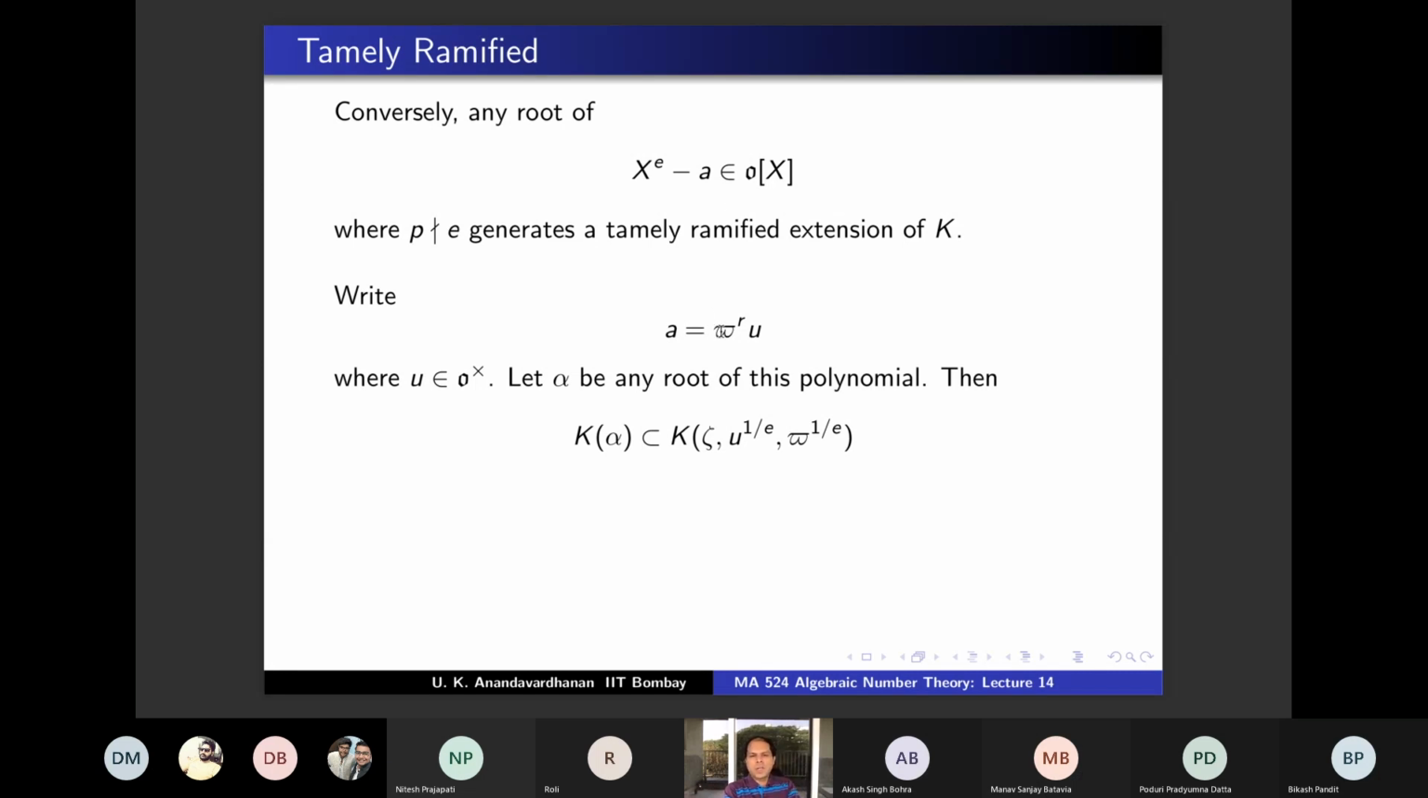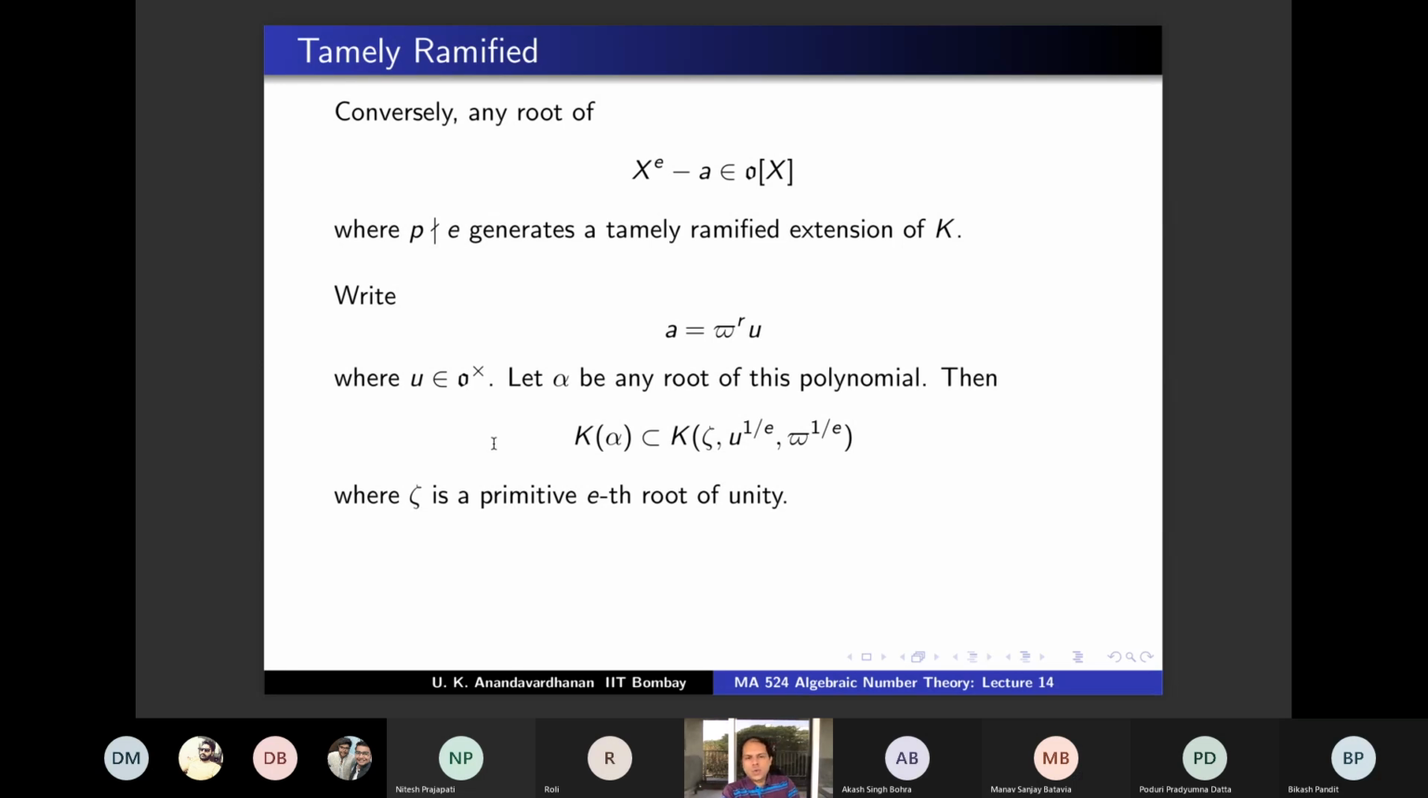But a power 1 by e is generated by pi power 1 by e, u power 1 by e, and a primitive root zeta. So K(alpha) is contained in this, where zeta is a primitive eth root of unity. Because alpha power e is a, you are extracting the eth root of a, so it will be contained in the field where you take eth roots of all these things and the root of unity. So K(alpha) is contained in this.